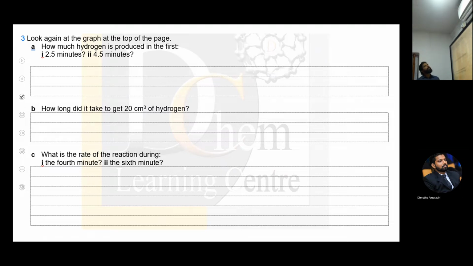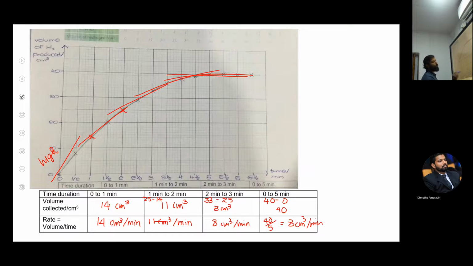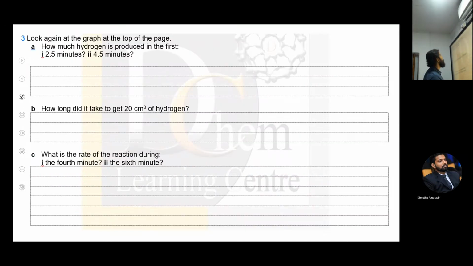How much hydrogen is produced in the first 2.5 minutes? 2.5, here? 29. Okay. You can see it from the table. Right? And in 4.5 minutes, 39. Others agree with this? Yes. 29, 39. Correct.